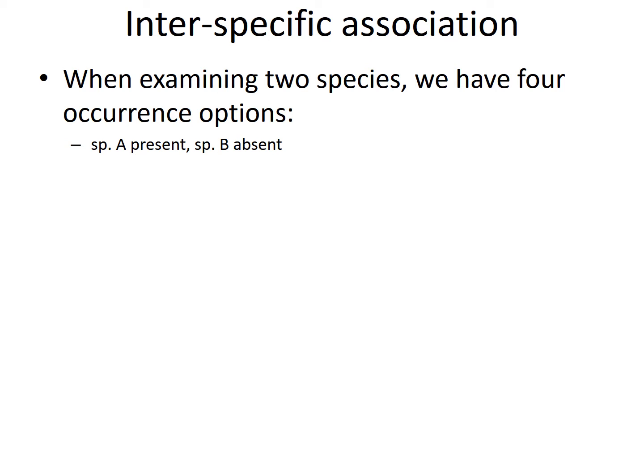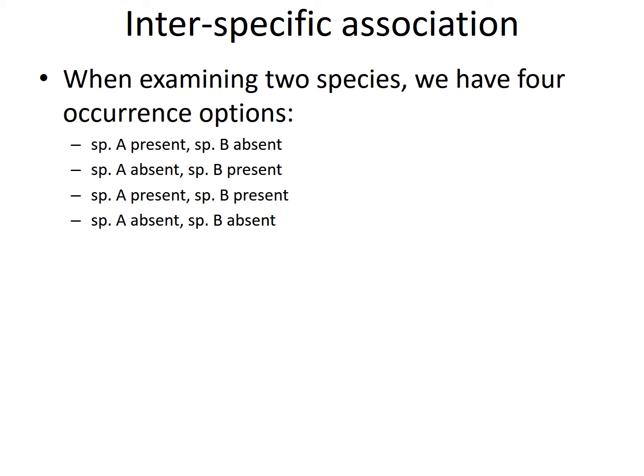Now, one way to look at interspecific associations is to examine the co-occurrence patterns of species. So if we're looking at two species, we've got four combinations that we could expect. So if the first is that species A is present and species B is absent, what would be the other three combinations we could have? Well, we could see the inverse where species A is absent and species B is present. Or we could imagine where both species are present or both species are absent.